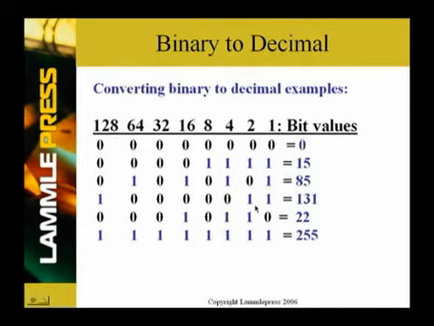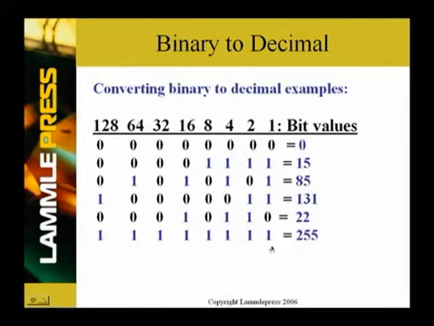Let's take a look at our fourth example. Go all the way over here. I always start with the highest number. It's easier for me to add. I have the 128-bit on, the 2-bit, that's 130, plus 1 is 131. Our fifth example, we have the 16-bit on, the 4-bit on, that's 20, plus 2 equals 22.